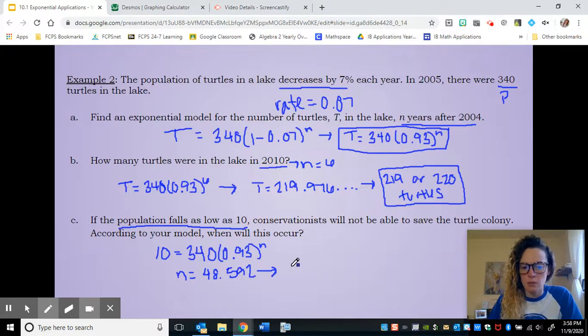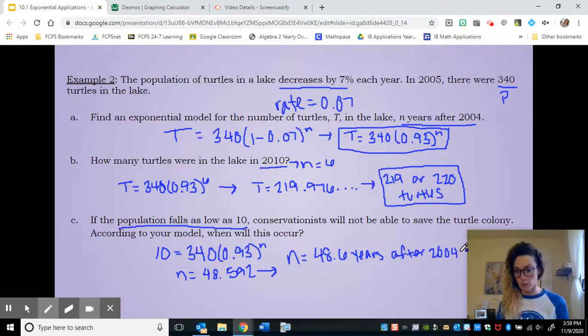You could say, again rounding to at least 3 sig figs, that this will happen 48.6 years after 2004, right? Because that's what n represents, the number of years after 2004. I could say the same thing, but 49 years after 2004, because until I've hit at least 48.6 years after 2004, it won't reach as low as 10. So that's why I would have to round it up to 49. Or if I use the table in my TI calculator, I would get 49.